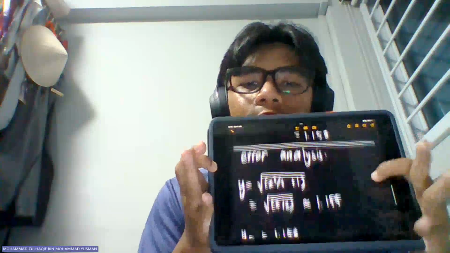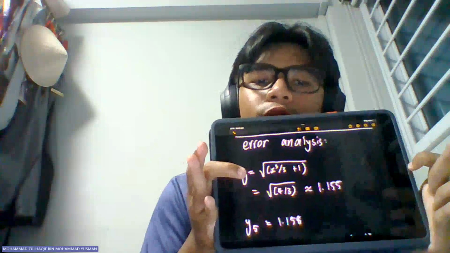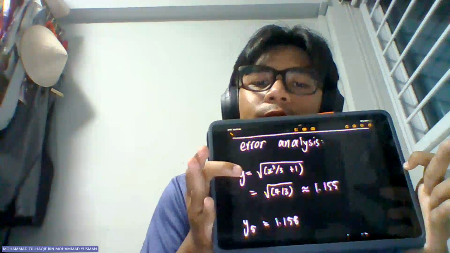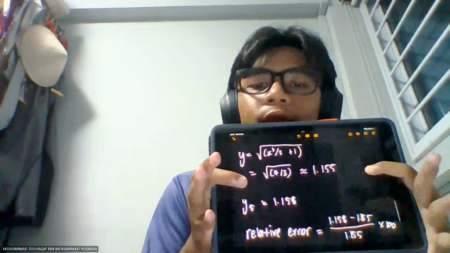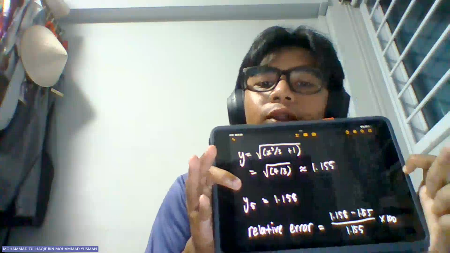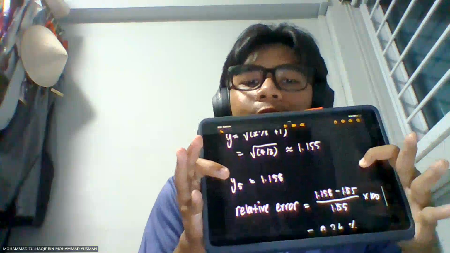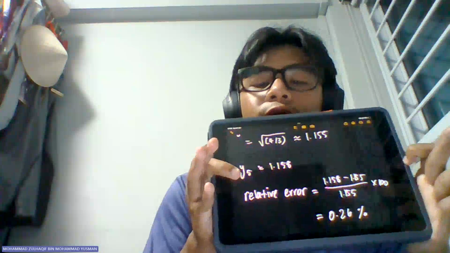Okay, so for our analysis, using calculus, you can find that y equals the square root of (x cubed over 3 plus 1), which we will get 1.155. So our y5, or our final y, which is y(1), is 1.150, and the relative error percentage for it will be 0.26%.